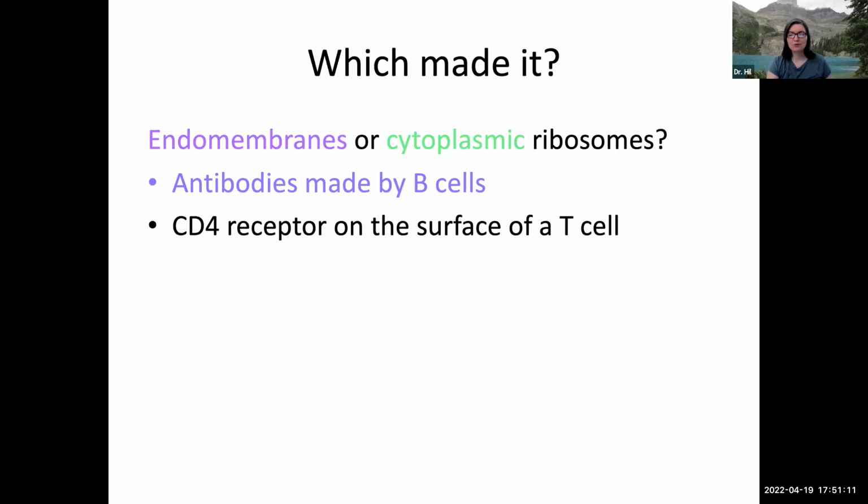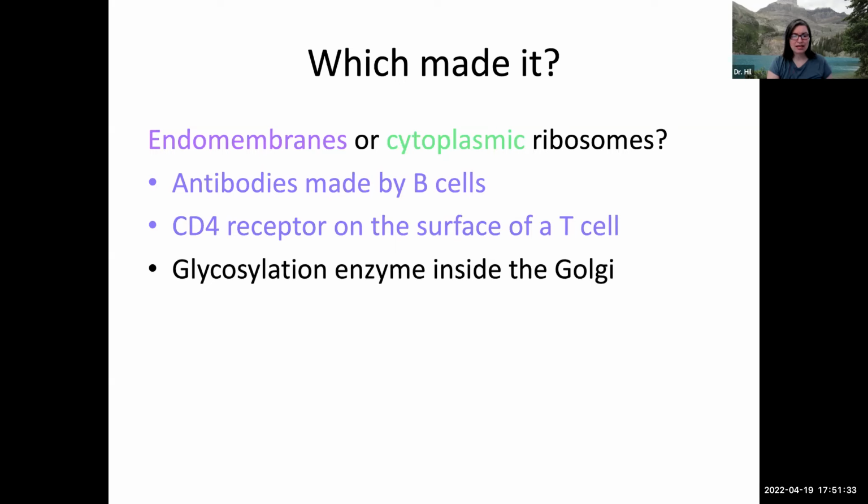Excellent. So most of you said cytoplasm, and that is incorrect. So membrane proteins go through the same process. There is a subtle difference in how exactly they're inserted into the ER, which we'll talk about. But if you want a membrane protein, if you want something in your plasma membrane, it's got to go through the endomembrane system.